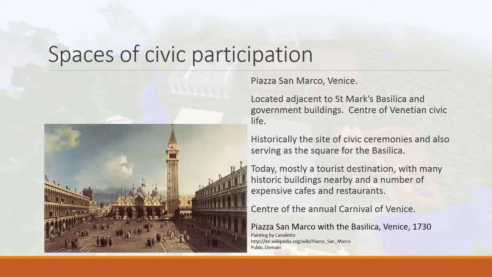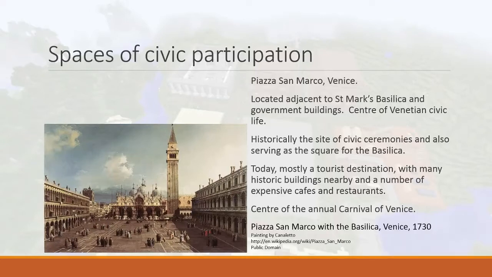Today, it's mostly a tourist destination because Venice is not an independent republic anymore. It is part of Italy. And it is a very famous destination for visitors to the city. Of course, San Marco is still there, and all the historic buildings are still there, and also a number of very expensive cafes and restaurants are there because tourism.